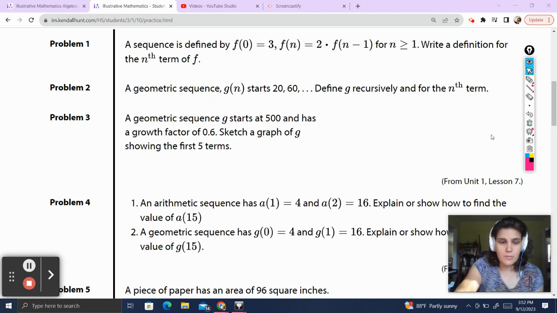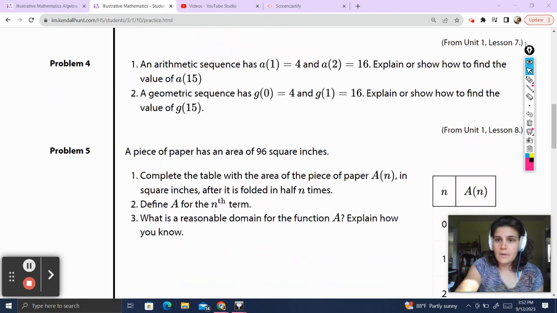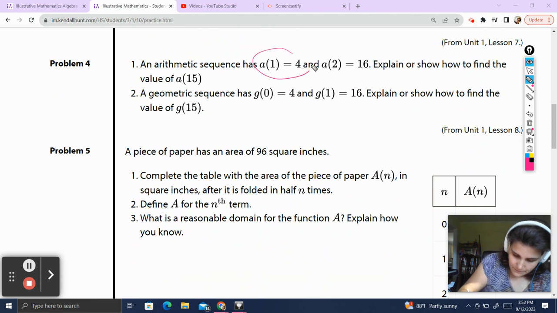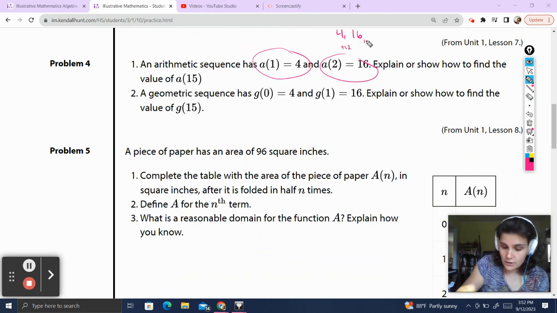Let's go on to problem number 4. An arithmetic sequence, so we're adding or subtracting here, has a value a of 1 equal to 4. So my first term is 4. A of 2 is equal to 16. My next term is 16, which I immediately look at. I know that I add 12 to each term. So 16 plus 12 is going to be 28, plus 12 is going to be 40, and so on. Explain or show how to find the value of a of 15.